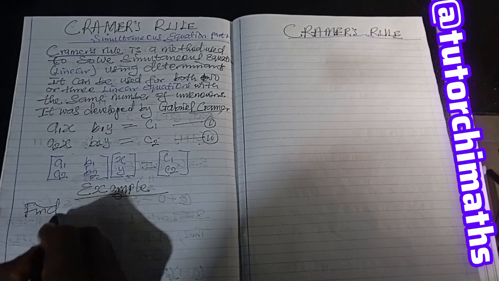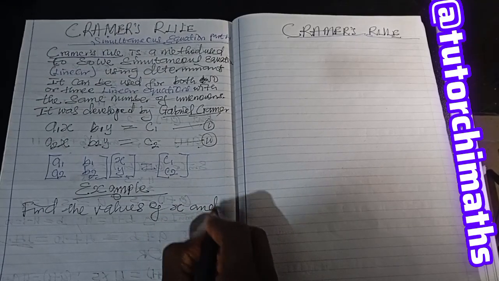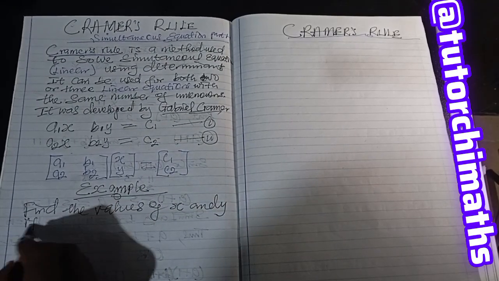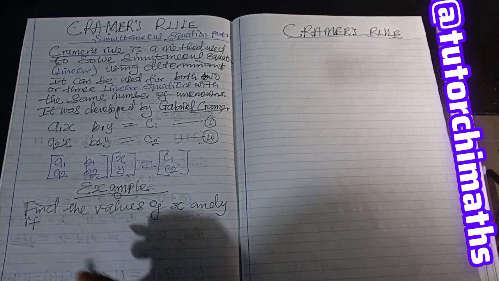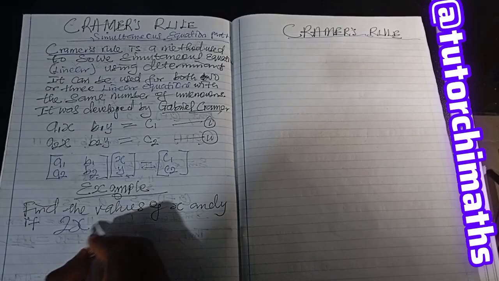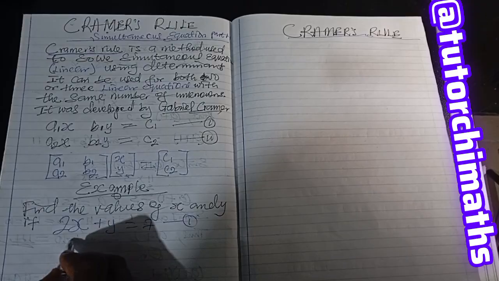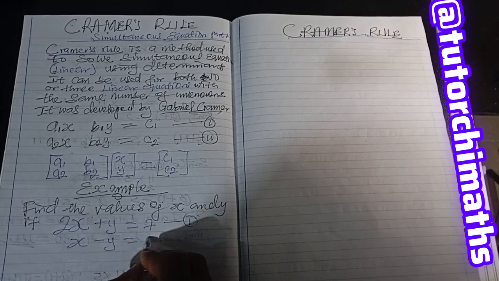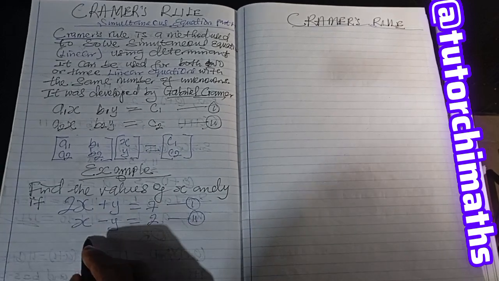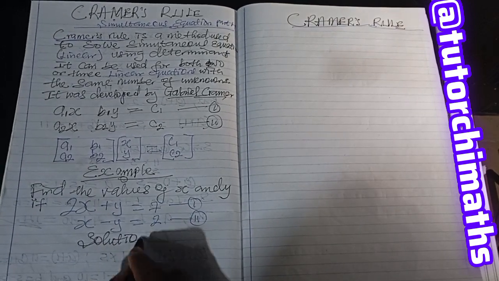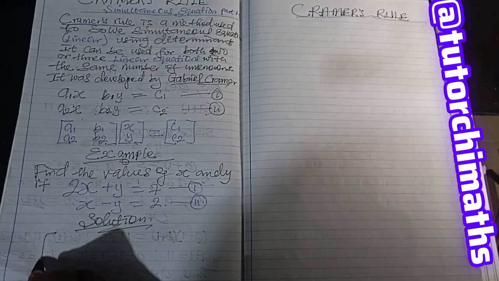Find the values of x and y if 2x plus y equals 7. This is equation 1. The next one here we have x minus y equals 2. That is equation 2. Solution. Okay, let's form the augmented matrix. I will have something like this.